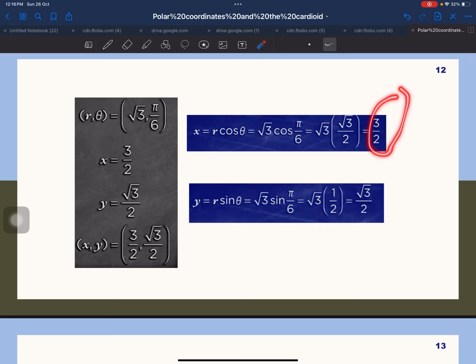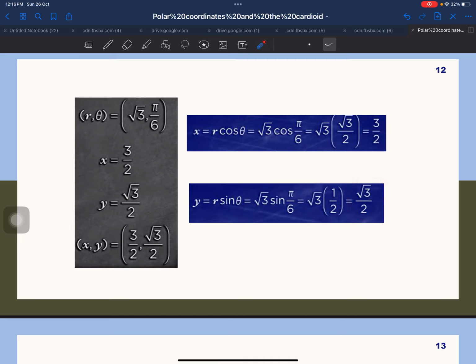What about the y value? The y value is given by the formula r sine theta. So it's square root of 3 times sine pi over 6. So it's square root of 3 times 1 half, since sine of pi over 6 is 1 half. So the final answer would be (3 halves, square root of 3 over 2).